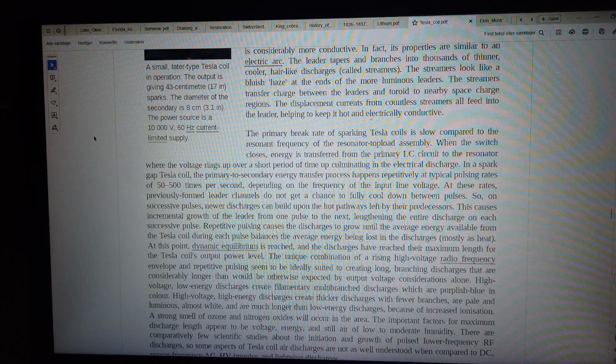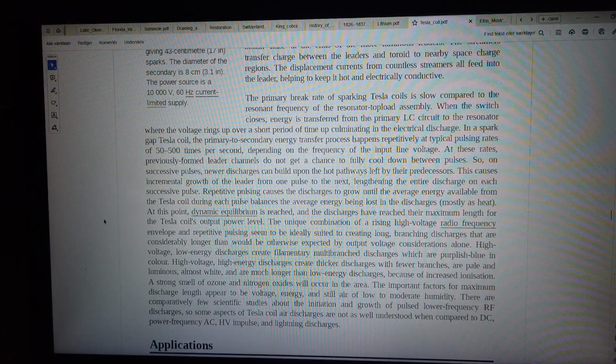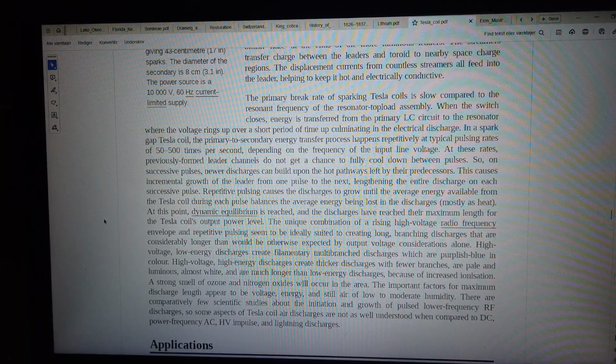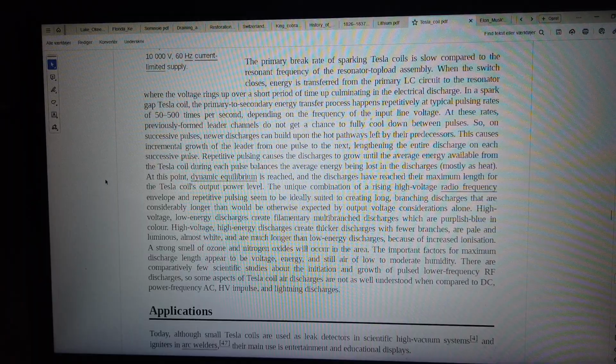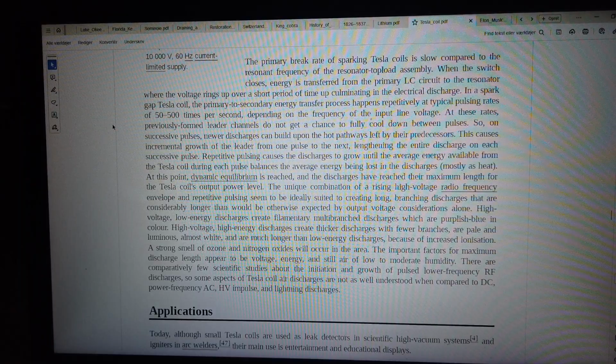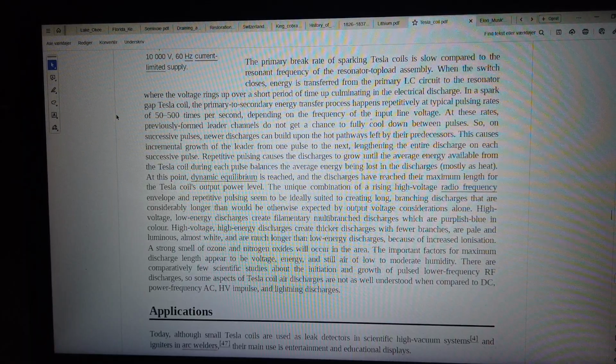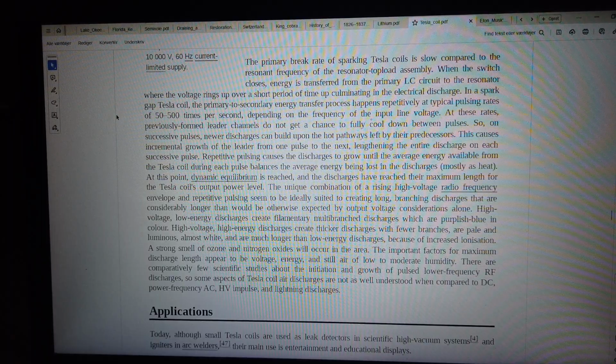The primary break rate of sparking Tesla coils is slow compared to the resonant frequency of the resonator top-load assembly. When the switch closes, energy is transferred from the primary LC circuit to the resonator, where the voltage rings up over a short period of time, culminating in the electrical discharge. In a spark-gap Tesla coil, the primary to secondary energy transfer process happens repetitively at typical pulsing rates of 50-100 times per second, depending on the frequency of the input line voltage.